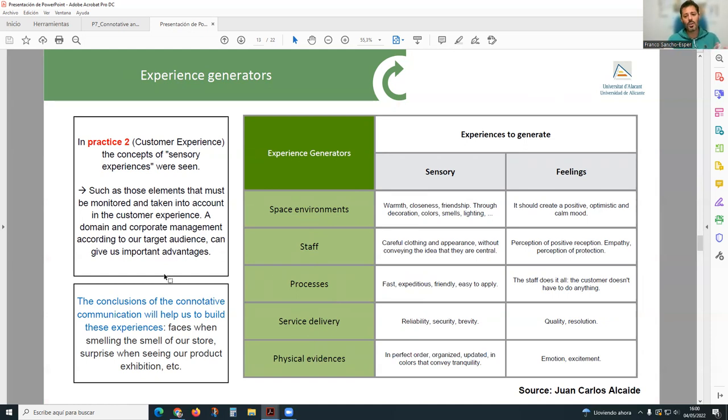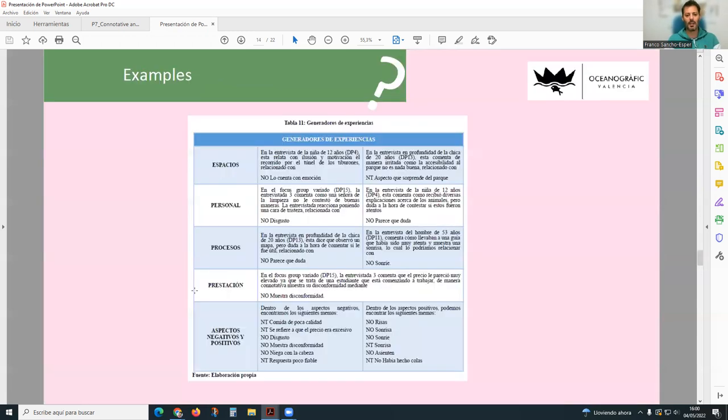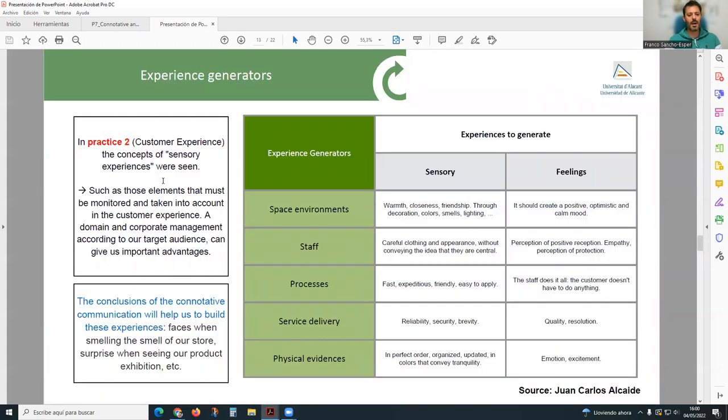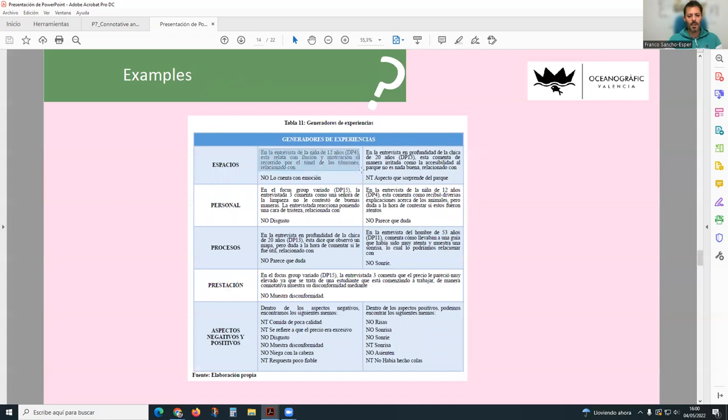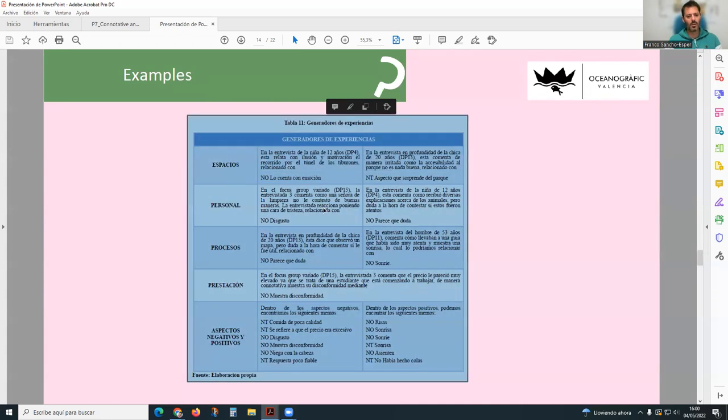So you can reach also practice number three with non-verbal elements or connotational elements. As we see, this is an example that you can see in the slide. You can stop. So they say spaces, space environment. Okay, in interview, primary document number four, this is what happened. Observational note: the individual tells it with emotion.